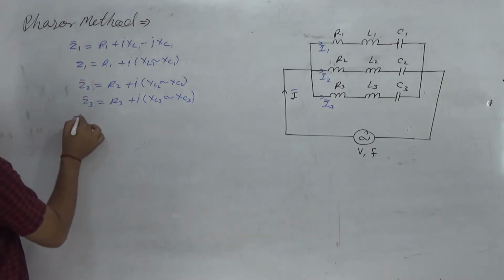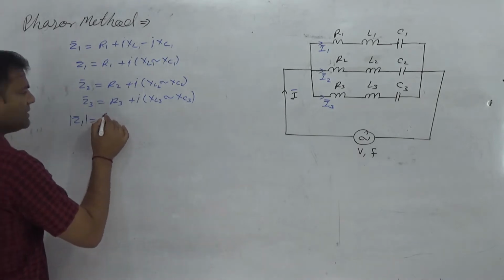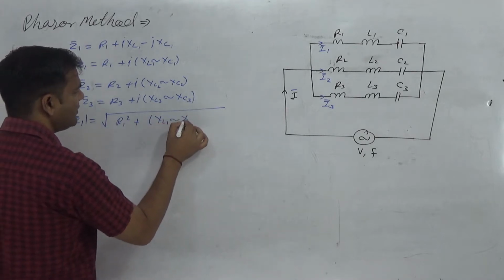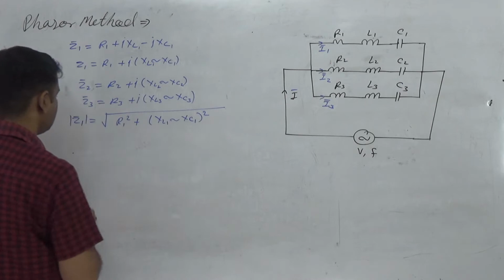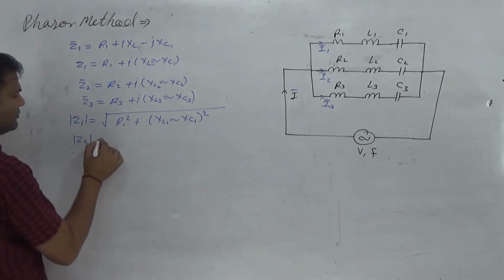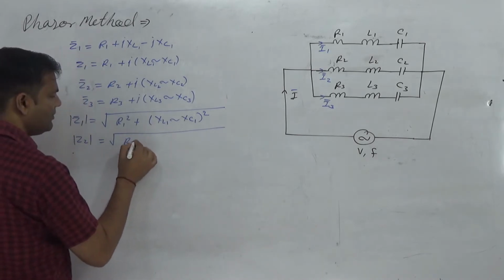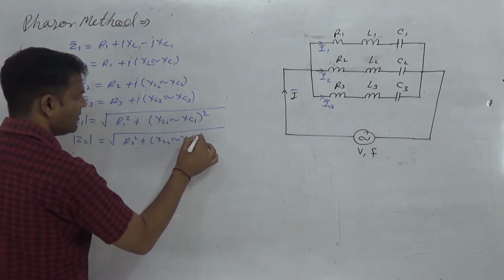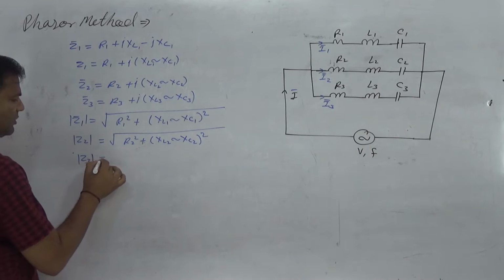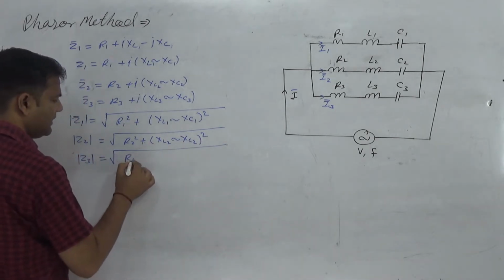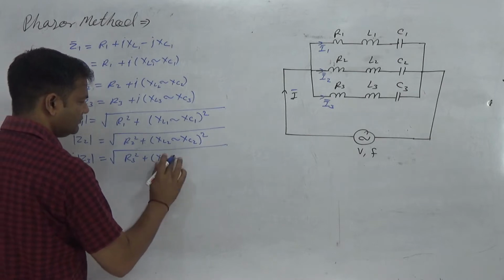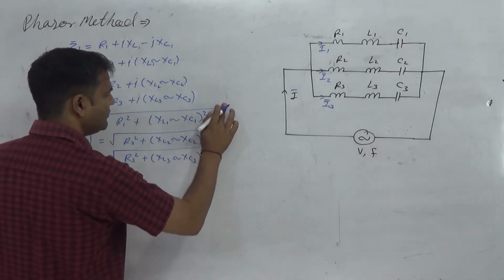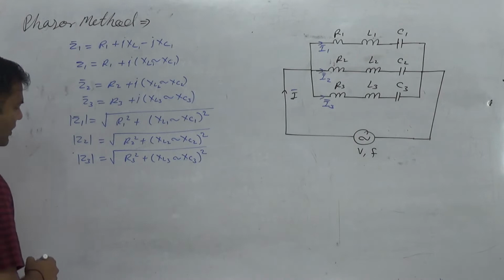What about mod Z? Mod Z1 is written as the square root of R1 squared plus (XL1 minus XC1) whole squared, and the mod value of Z2 is written as the square root of R2 squared plus (XL2 minus XC2) whole squared, and mod of Z3 is written as the square root of R3 squared plus (XL3 minus XC3) whole squared. That gives Z1, Z2, Z3.